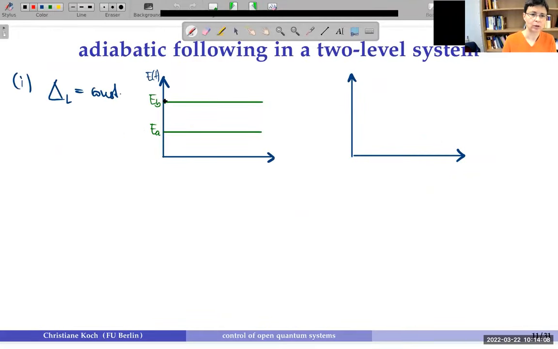So this looks something like this, where this shape is just determined by how I choose my pulse. So this would be E minus and this would be E plus. And all of this is shown as a function of time.